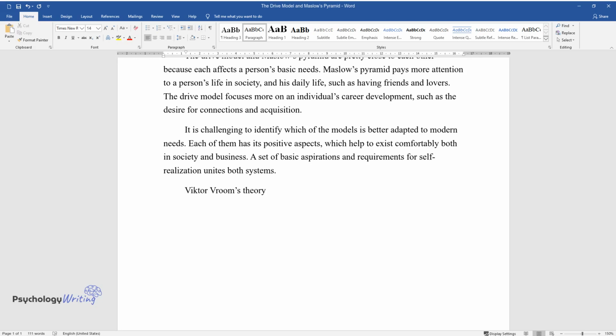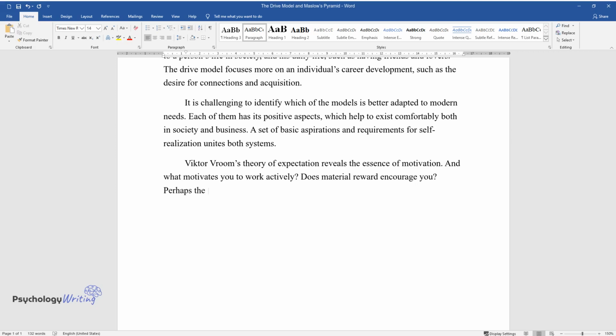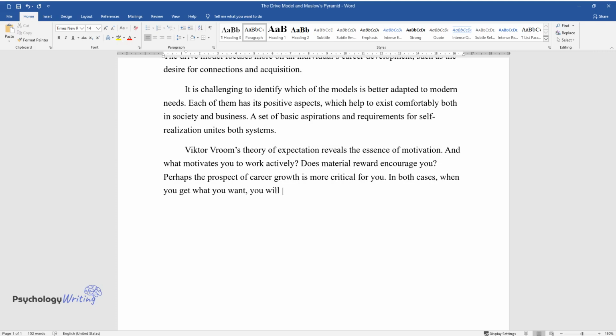Victor Vroom's theory of expectation reveals the essence of motivation. And what motivates you to work actively? Does material reward encourage you? Perhaps the prospect of career growth is more critical for you. In both cases, when you get what you want, you will experience a sense of satisfaction.